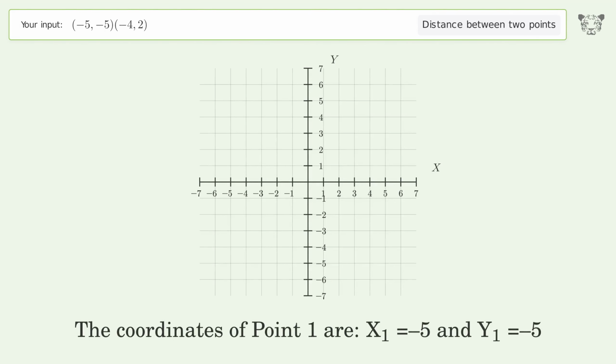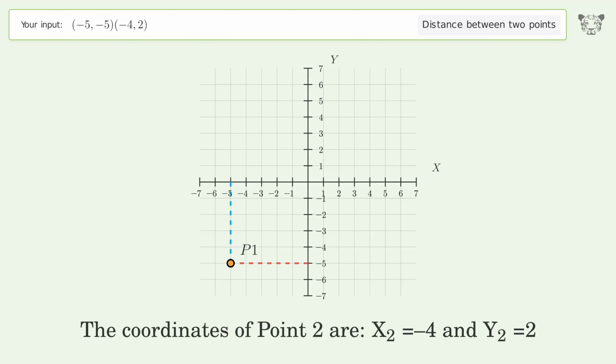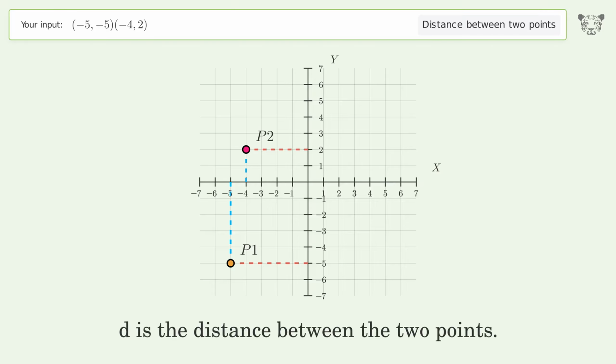The coordinates of point 1 are x1 equals -5 and y1 equals -5. The coordinates of point 2 are x2 equals -4 and y2 equals 2. D is the distance between the 2 points.